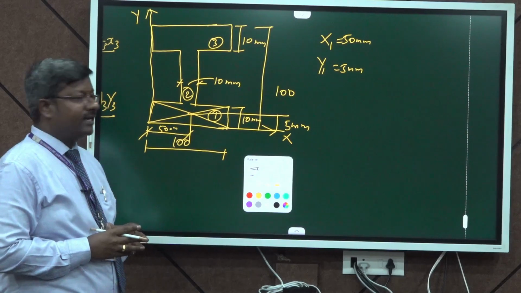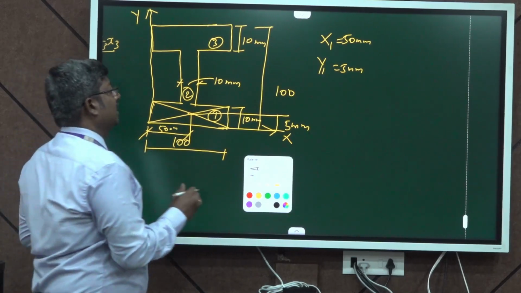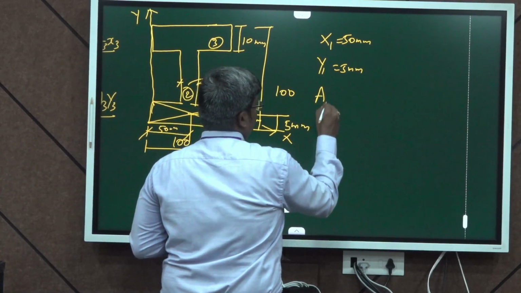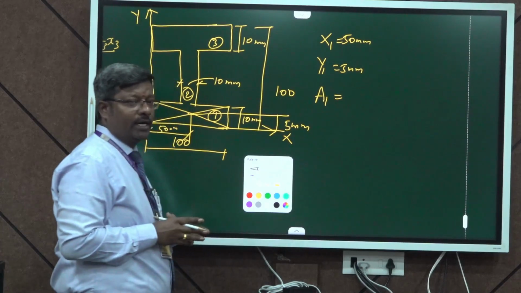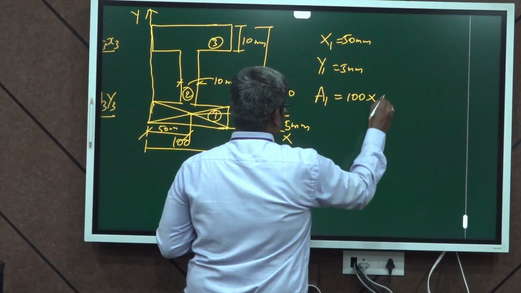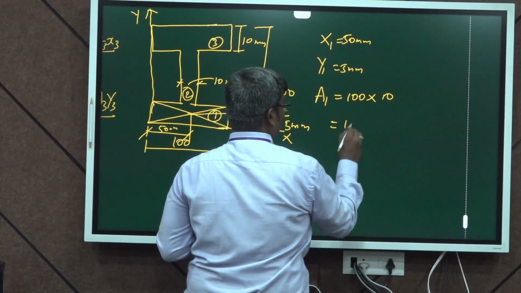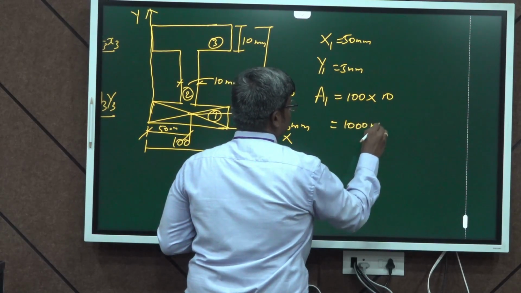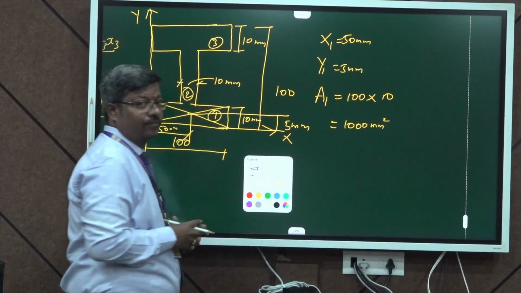Now, I am going to calculate the area of the first portion. The area of the first portion is represented as A1, and the dimensions we know are 100 mm by 10 mm. By multiplying these two, we get 1000 millimeter squared as A1.